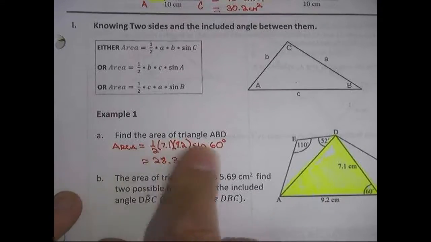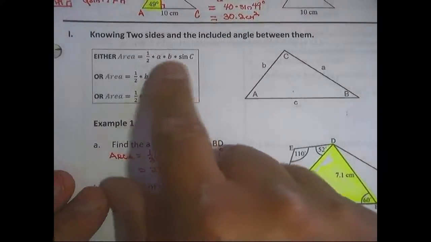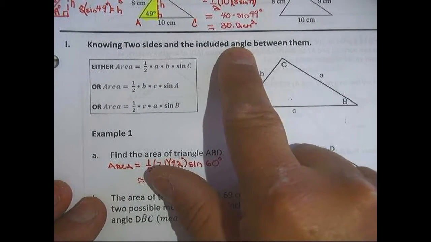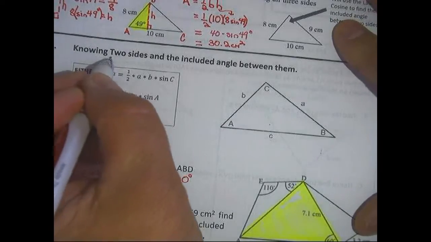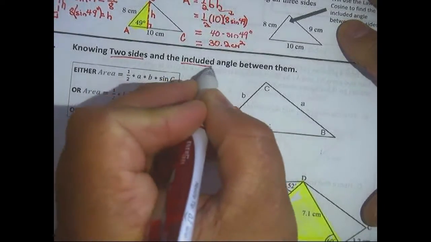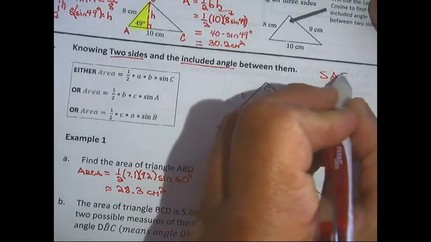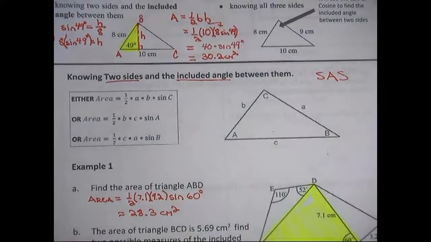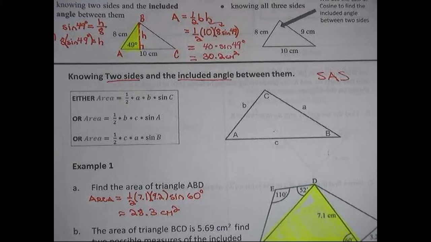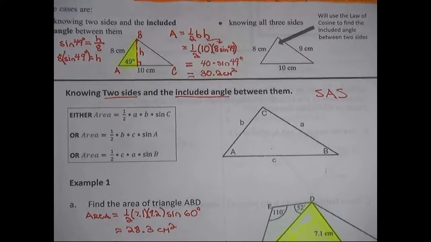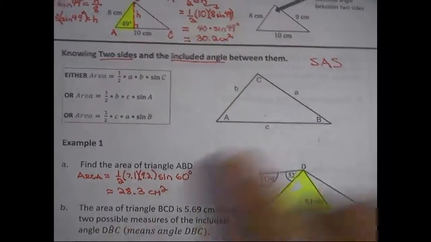So in order to do this formula, guys, the minimum you need are 2 sides and the angle in between them. So I heard somebody say, you know, SAS. 2 sides and the angle sandwiched between them. Okay. Now we'll come back to the next example here in a second.